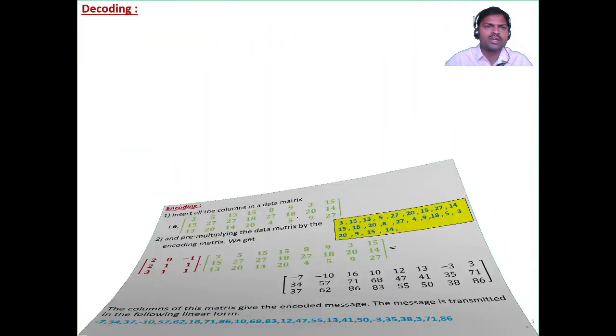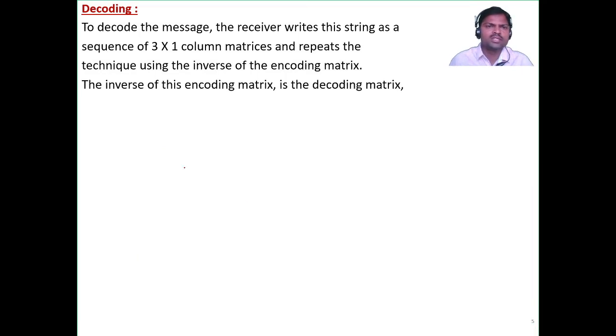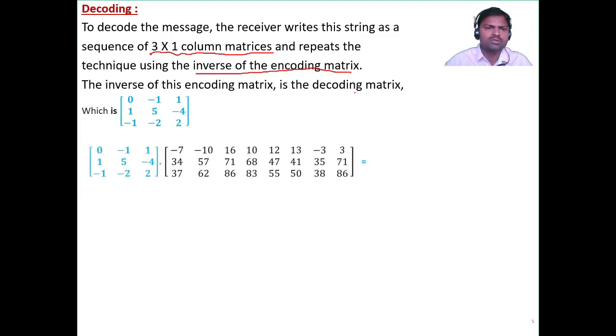Look at how to decode it. To decode the message, the receiver writes this string as a sequence of 3 by 1 column matrices, as I just told you, and repeats the technique using the inverse of the encoding matrix. That means the decoding matrix, which is the inverse of this encoding matrix, and I already disclosed it. So first the decoding matrix multiplies the transmitted message, which you write in 3 by 1 matrices like this.